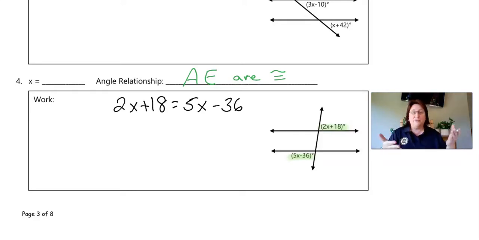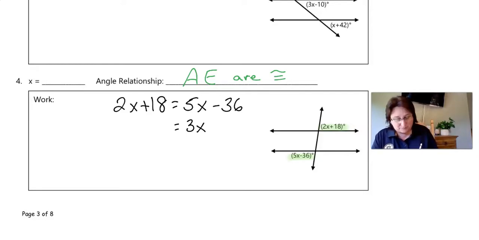Okay, let's see how you did. First of all, did you set up the equation properly? If they're congruent, then you set them equal to each other. Then I'm going to isolate x, get it all by itself. So I move the 2x to the other side, so I subtract 2x from either side. And I move the 36 to the other side, so I add 36 to both sides. That means I have 3x equals 54.